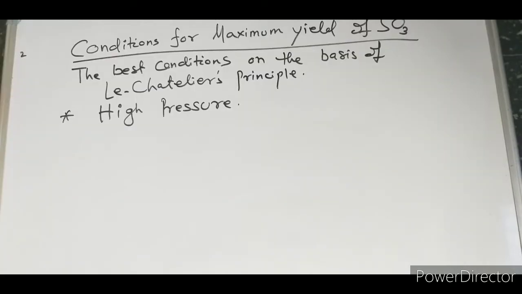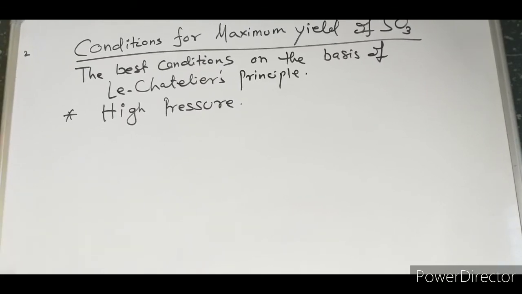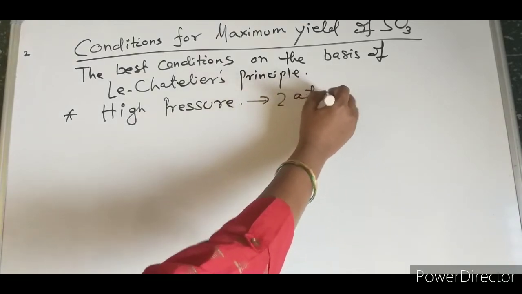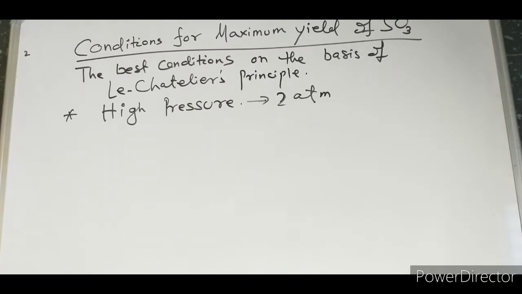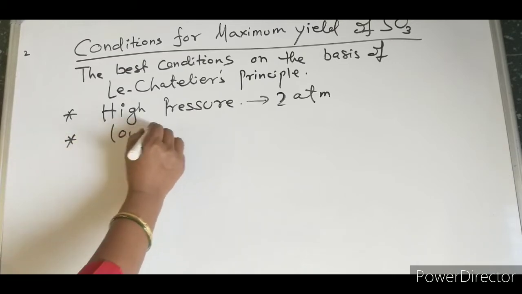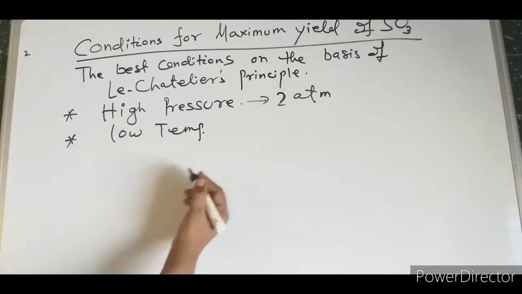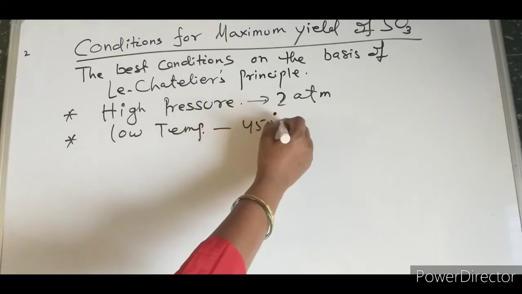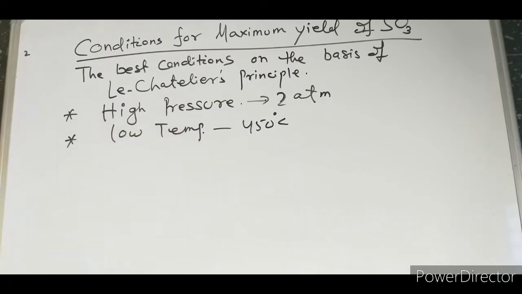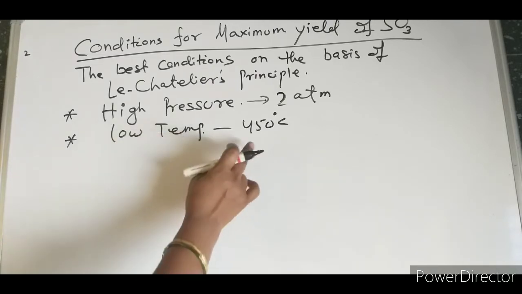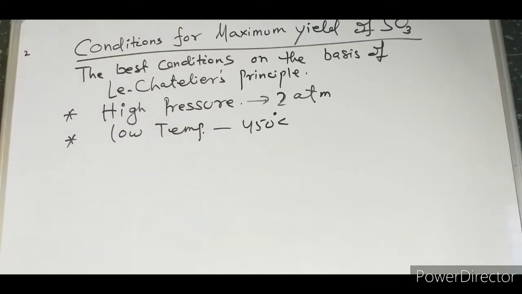Now let us see the conditions for maximum yield of sulfur trioxide, on the basis of Le Chatelier's principle. It should be at high pressure, nearly 2 atm. And it should be at low temperature. Low temperature here means, for maximum yield of SO3 from SO2, nearly 450 degrees Celsius. This reaction is highly exothermic. First this temperature is given, and after the reaction has started, the outside heating is stopped, so the heat evolved in the reaction helps the reaction proceed forward.